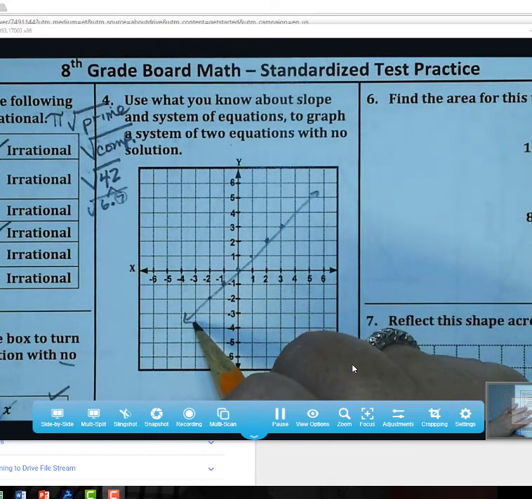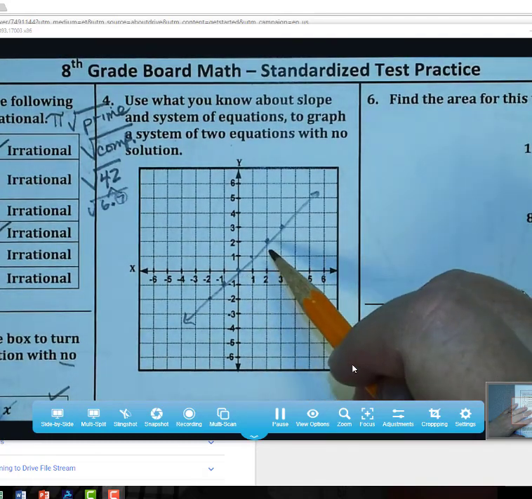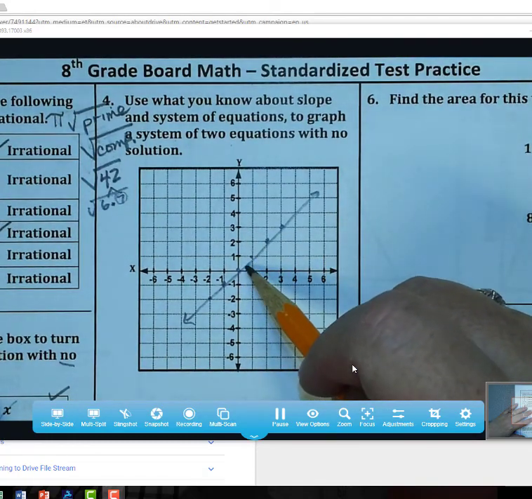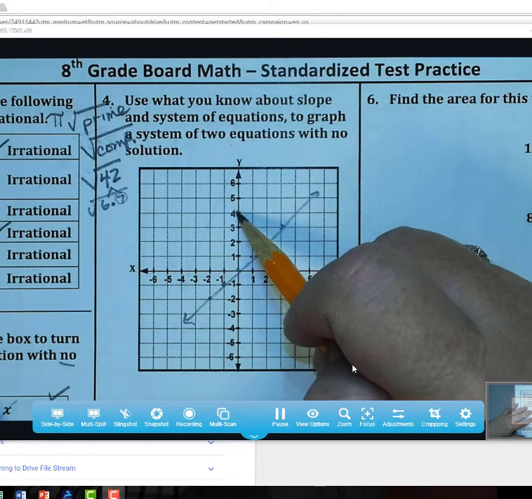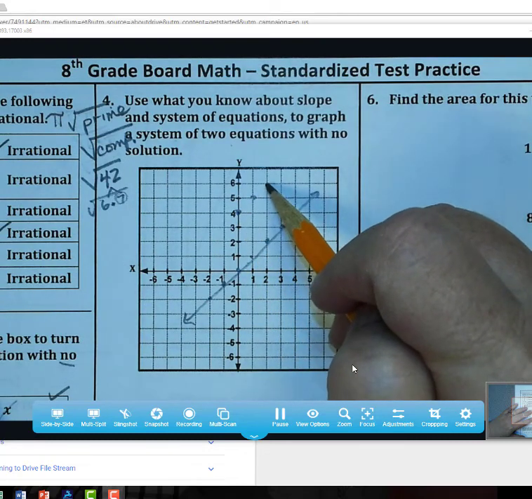Should have used a ruler. That would have been a little bit nicer. And as long as I make sure that the next line I draw is parallel with this, it has the same slope.